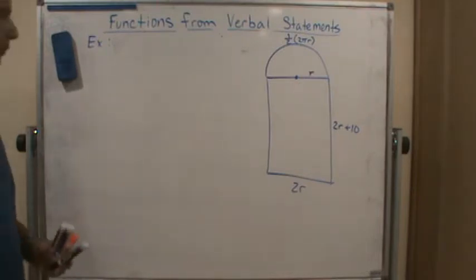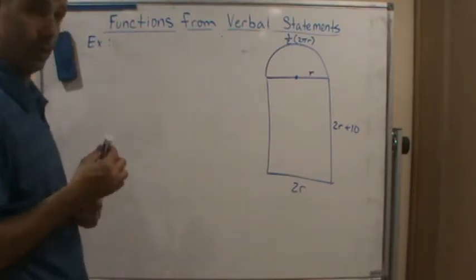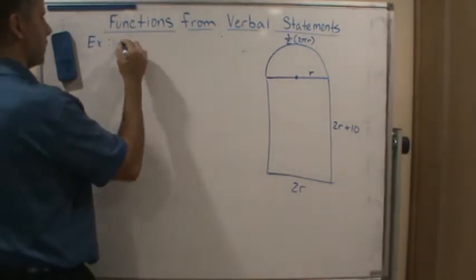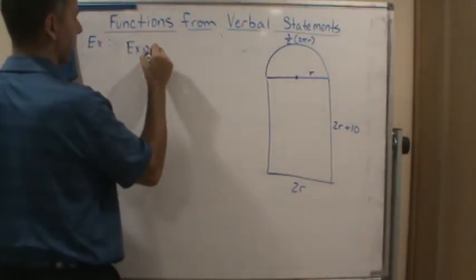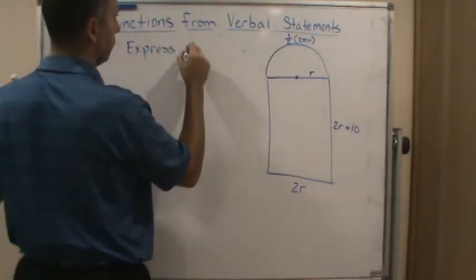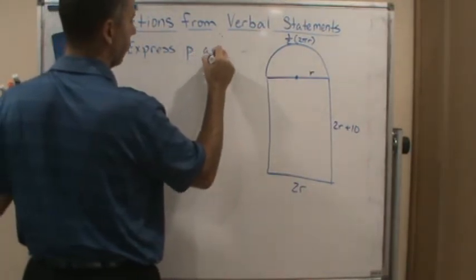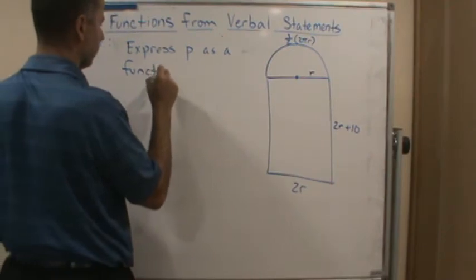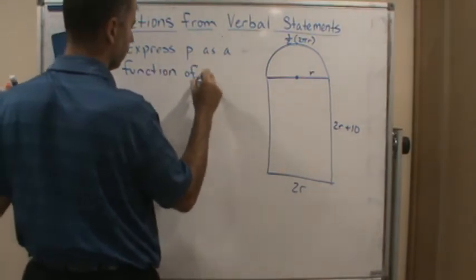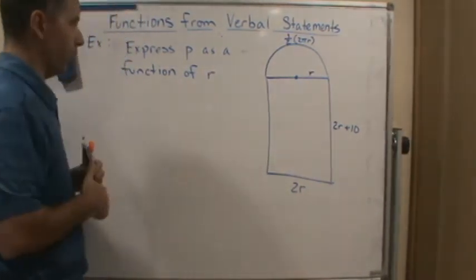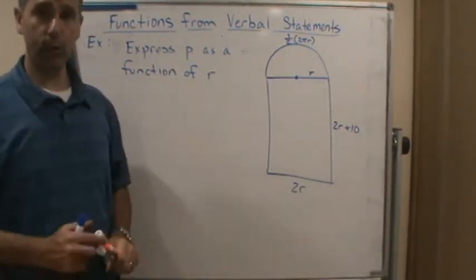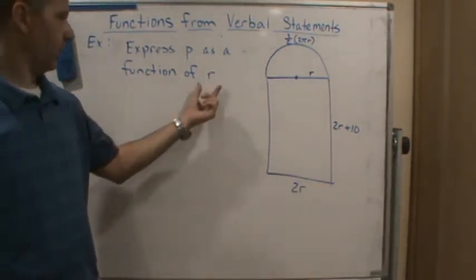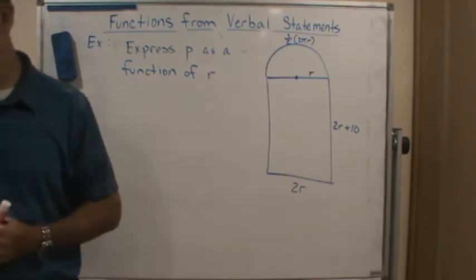Okay, so now we want to express P as a function of R, where P is the perimeter around the window and R is the radius. Okay?